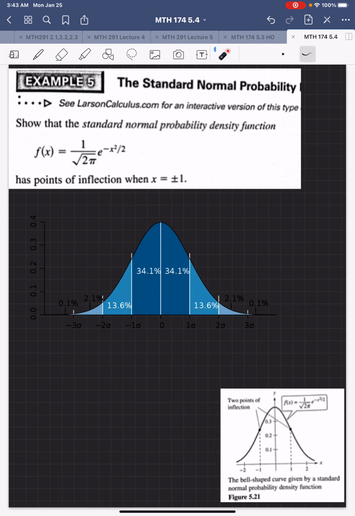But just to make sure you understand, this function is the function that would plot the following bell curve with a standard deviation of 1.